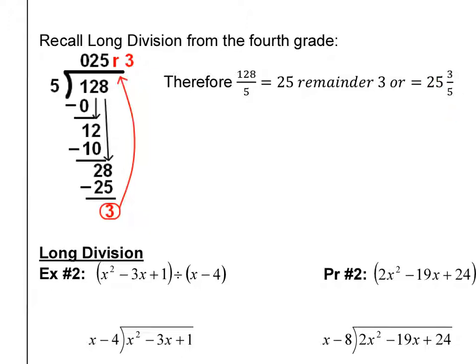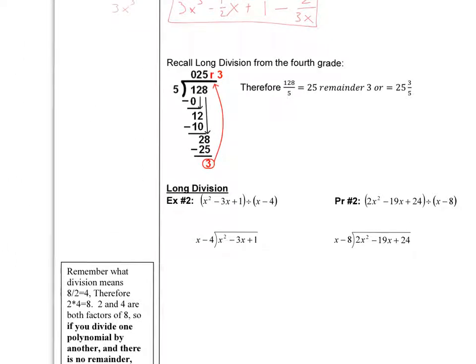And you could do it in your calculator. You're going to get the exact same thing. It'll probably give you a decimal. It'll be 25.6. But this works. So I just take my remainder, I put it over whatever I was dividing by. Well, it turns out we can actually use the exact same process with polynomials. So let's go ahead and do it.